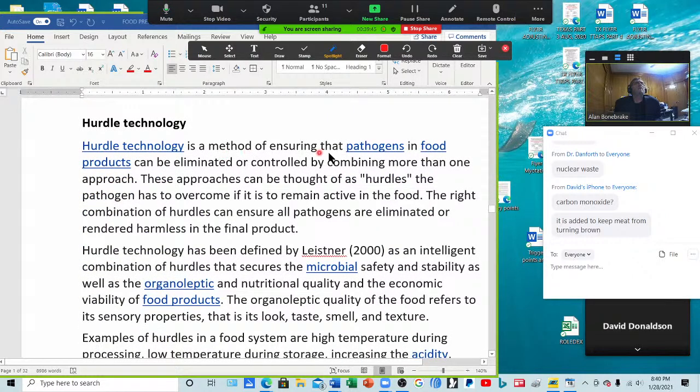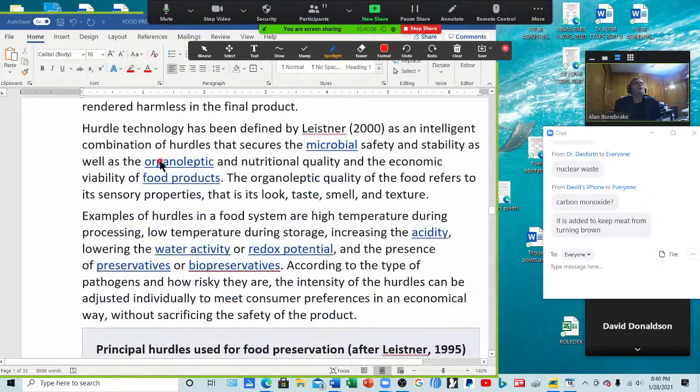Hurdle technology is a method of ensuring that pathogens in food products can be eliminated or controlled by combining more than one approach. These approaches can be thought of as hurdles the pathogen has to overcome if it is to remain active in the food. The right combination of hurdles can ensure all pathogens are eliminated or rendered harmless in the final product.